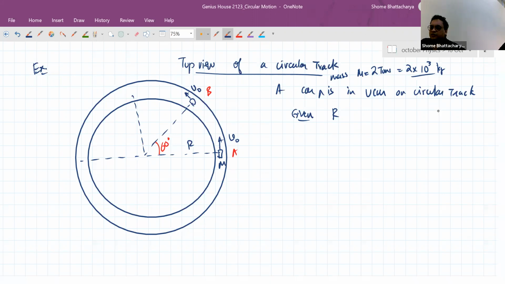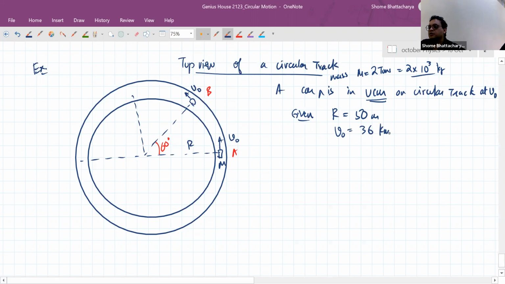Now suppose the radius of the circular path is something like 50 meters. Okay, and the car is moving at a constant speed. So it's in uniform circular motion on the circular track at a speed of v0. And let us say that v0 is 36 kilometers per hour. Okay, so first of all, find the time taken to travel from A to B in the diagram.